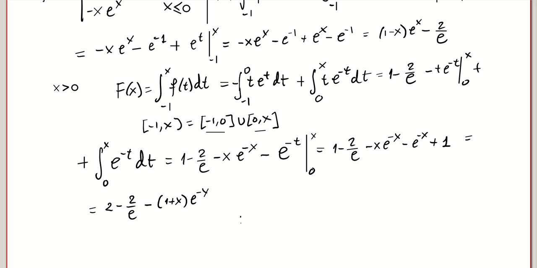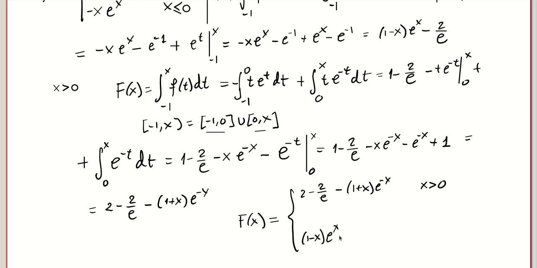Now we can put both pieces together. So f of x is equal to 2 minus 2 over e minus 1 plus x e^(-x) when x is positive, and this one here, so 1 minus x e^x minus 2 over e when x is negative or 0.